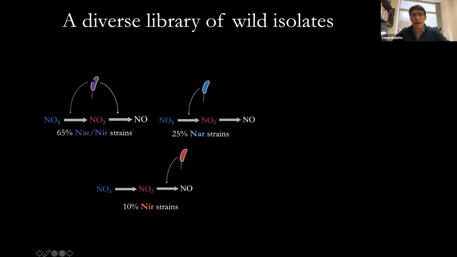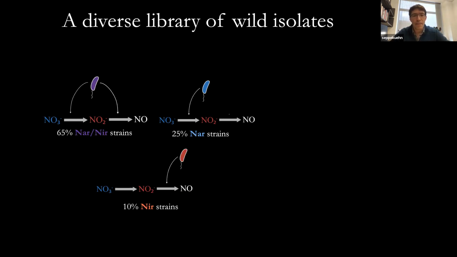We've got strains that do the first two steps. We'll call those NAR-NER strains, after the enzymes that perform these reactions. We've got strains that perform only the first step. Those are called NAR strains, and strains that only perform the second step are called NER strains. And of course, red plus blue makes purple, so the color scheme makes sense.